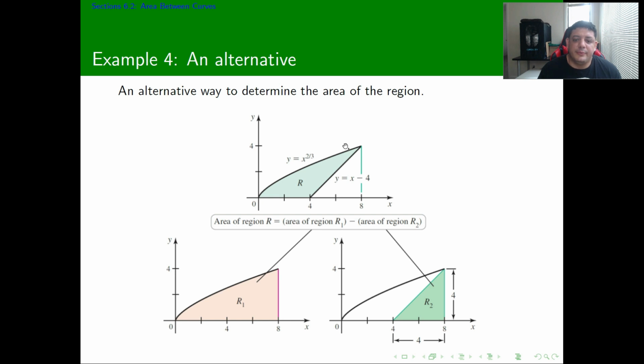Now, notice that there is an alternative way to determine the area of that region, and this is something you can also do by common sense. This area is producing a triangle, right? So we can compute the area of that triangle, which is given here by the region R2. And so what we can do is calculate the area of R by taking the full area of R1, which is only the area covered by x to the 2/3 from 0 to 8, and then subtract the area given by the line x minus 4, or that triangle, and just subtract the two areas.